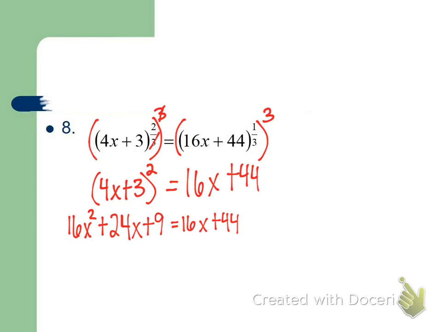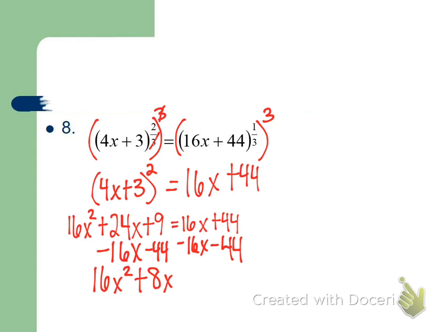Now we have a quadratic, which means we need it to be set equal to 0. How do we make that happen? Subtract 16x and subtract 44. What does that leave us with? 16x squared plus 8x minus 35.